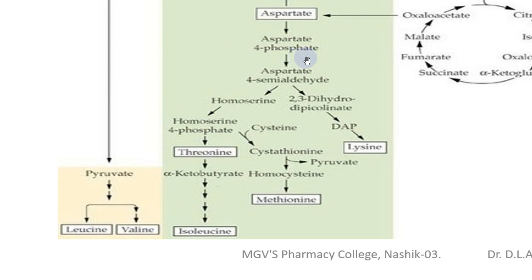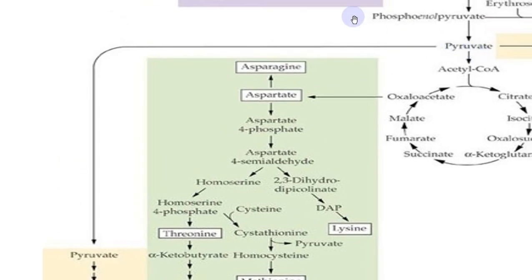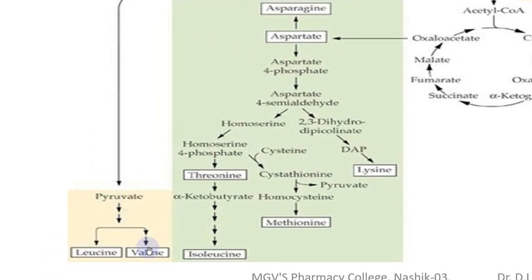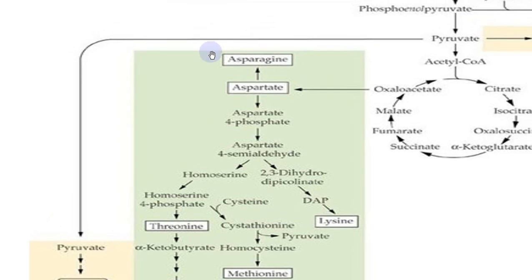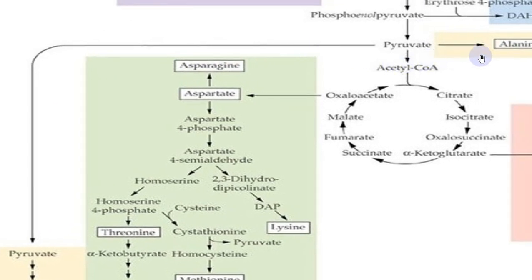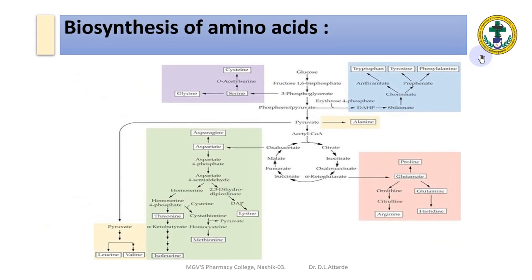Or pyruvate from here leads to the formation of either valine or leucine, or by simple amination it may give you alanine. So at a glance, this is the biosynthesis of amino acids, and it gives rise to different biosynthetic families of amino acids.